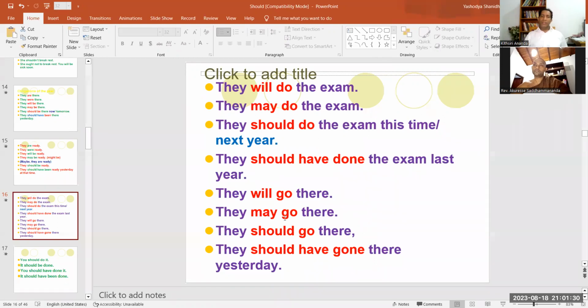They will go there, they may go there, they should go there. They should have gone there yesterday.